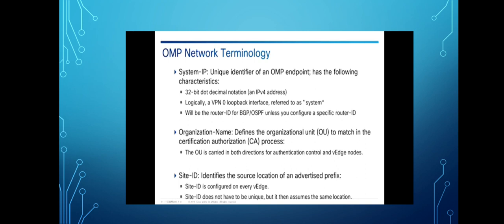Organization name defines the organization unit to match in the certificate authorization process. So we've got the certificate authorization process in TLS encryption, DTLS. The OU is carried in both directions for authentication between controllers and vEdge nodes. Site ID identifies the source location of an advertised prefix. Site ID is configured on every vEdge. Site ID does not have to be unique, but then it assumes the same location.